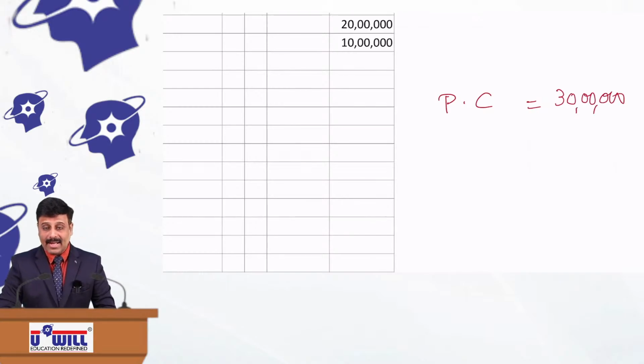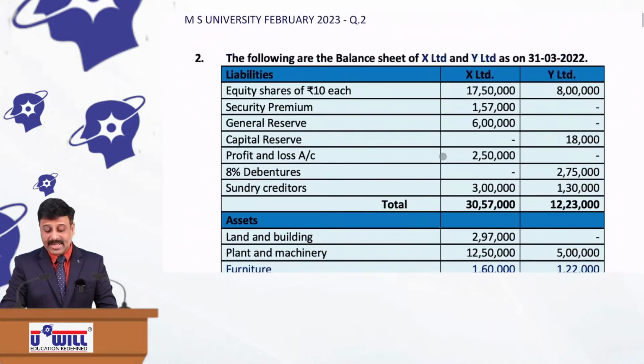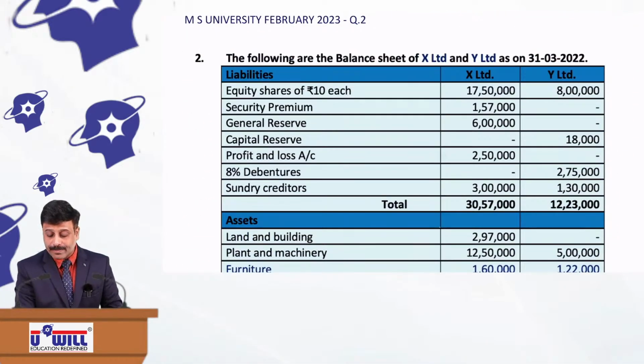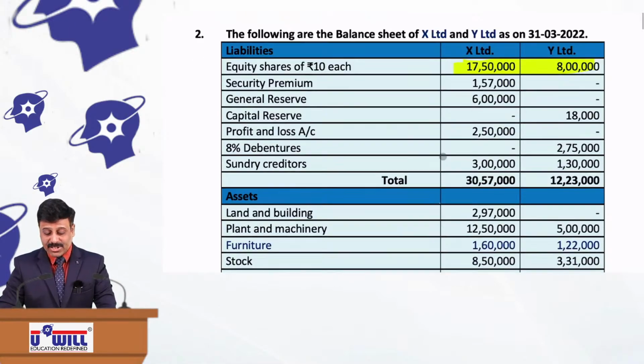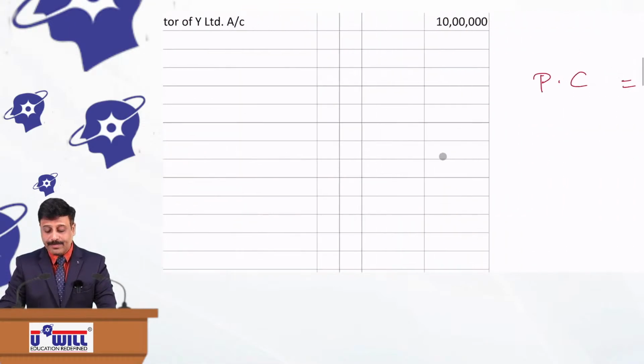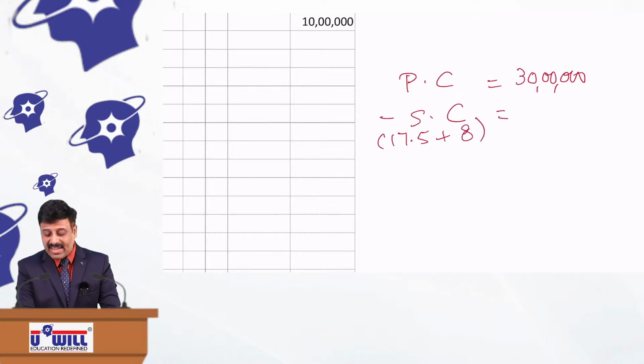Okay. And against that, what is the share capital of X Limited and Y Limited? See here. 17 lakh 50,000 is the share capital of X Limited. 8 lakhs is the share capital of Y Limited. Means share capital amount is 17 lakh 50,000 plus 8 lakhs, 25 lakh 50,000.